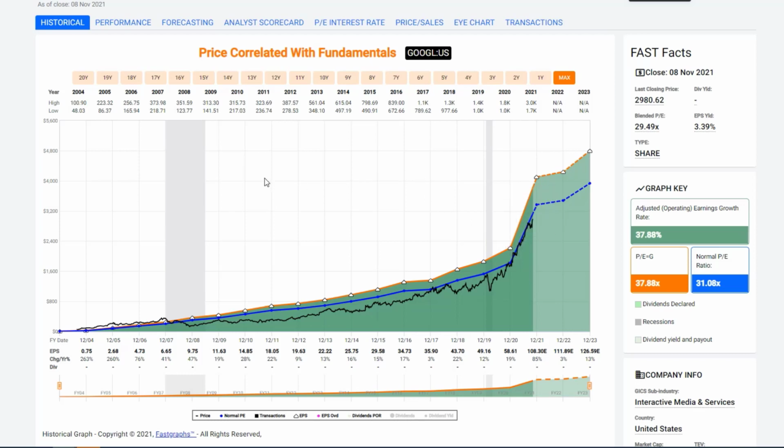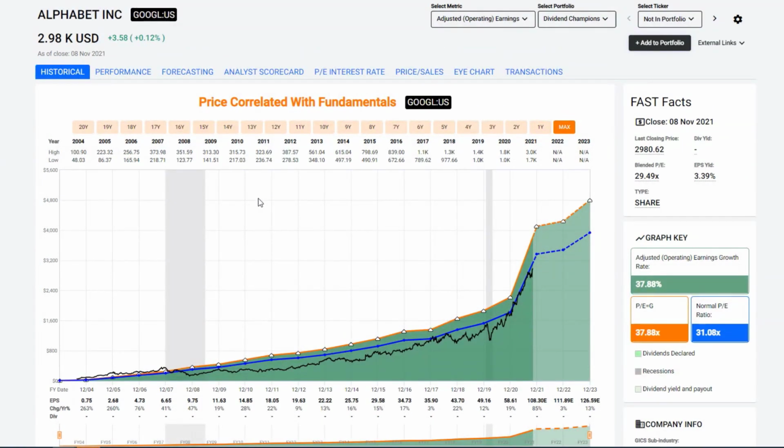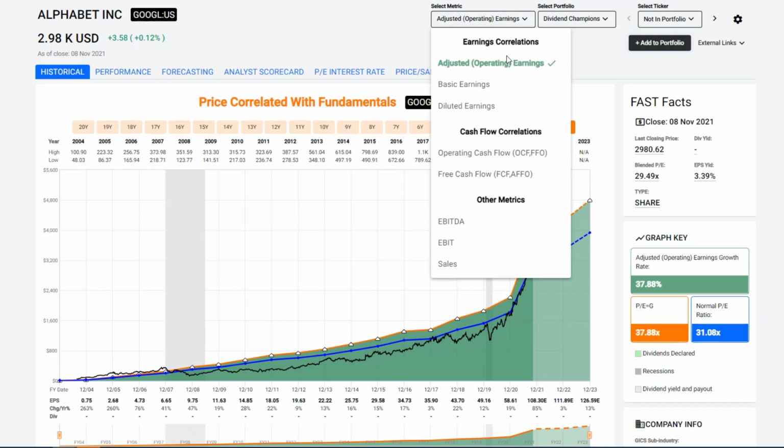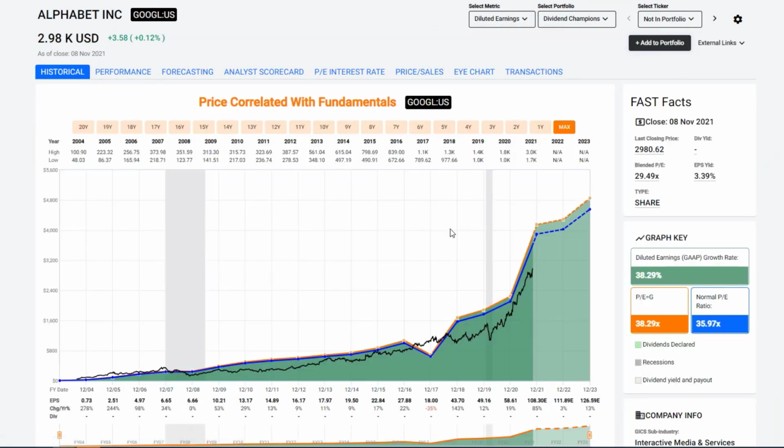All right, so now this is basically moving into valuation, but I'm not going to look at valuation just from adjusted operating earnings. I'm also going to look at it from diluted or GAAP earnings, because here I'm looking at any type of non-related charges, accelerated depreciation, et cetera, all of the GAAP convention stuff here.